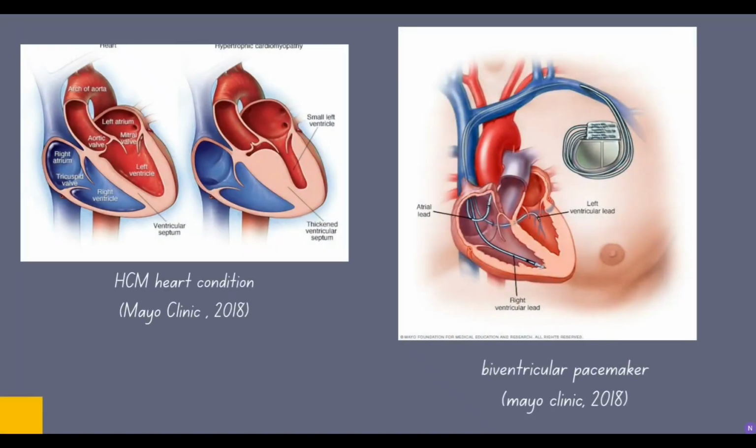In the first diagram, you can see the difference between a healthy heart and a heart of patients with HCM. The heart of patients with HCM is much thicker than the normal heart. The second diagram is to show how a biventricular pacemaker is inserted in our heart.